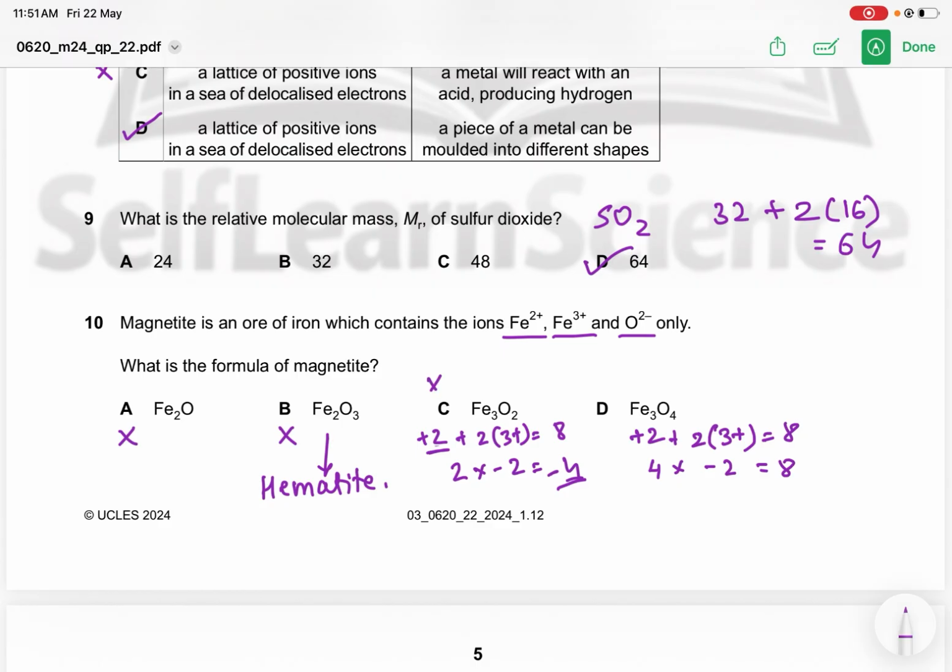For option D, if I have one Fe2+ ion and two Fe3+ ions, the total becomes 8, and I have 4 oxygen atoms. So 4 times its oxidation number is -8 here. So +8 -8 is equal to 0, which makes the compound neutral. So D is the correct answer.